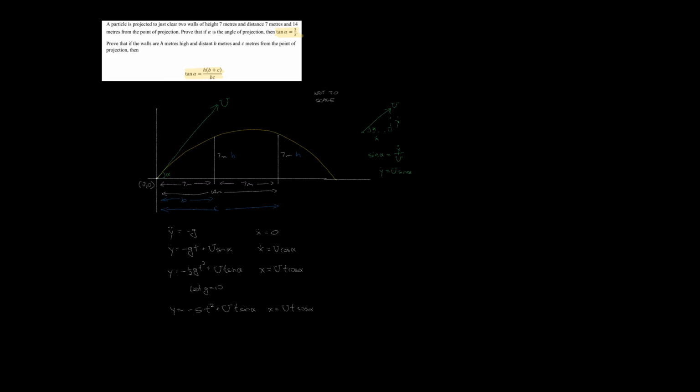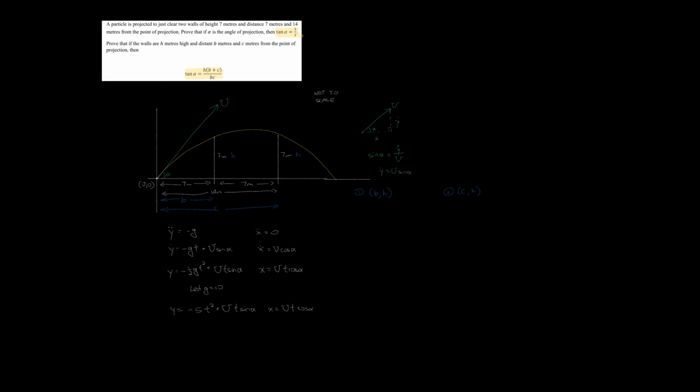So where do we go from here? Well, there are two conditions that are satisfied in this trajectory. The first condition is that when x is b, y is h. Okay, so that's condition 1. And the second condition is when x is c, y is also h.